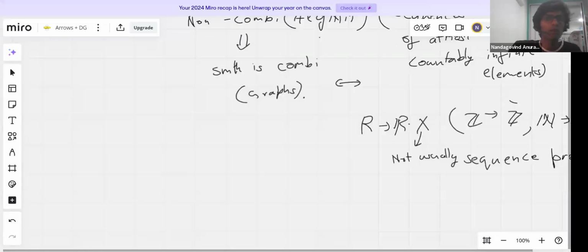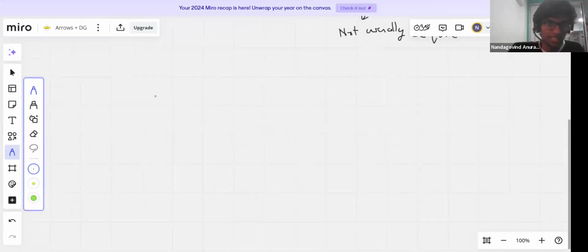Okay, so now we will discuss arrows. What is the idea of arrows? I think the best way to do that will be to start off with the problem itself. So we take this.